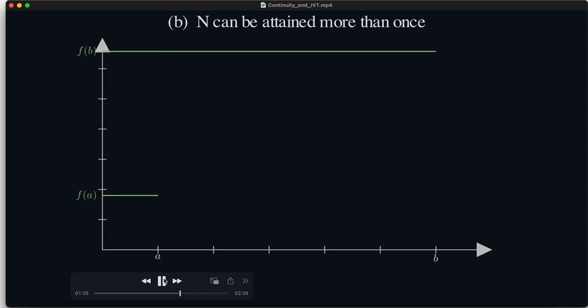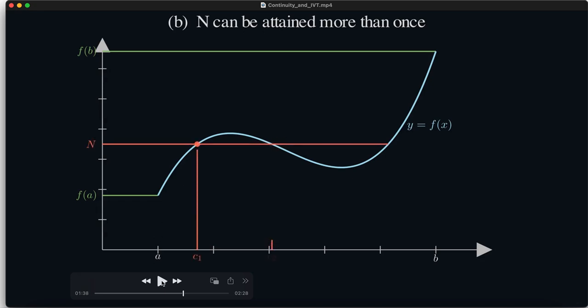The theorem guarantees that it crosses at least once, but it can do it more than once. So for example, here's a continuous function. N is this value. Notice that in this case, the function actually crosses n 3 times, right? Here at c1, again at c2, and at c3 as well. The theorem guarantees that it crosses n at least one time, and sometimes it can cross it more than one time. So that's the intermediate value theorem.